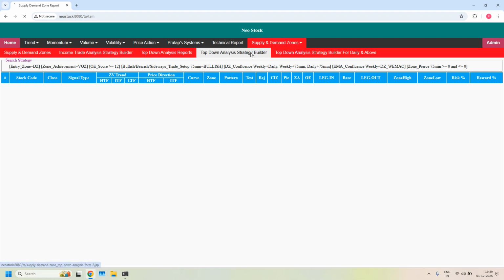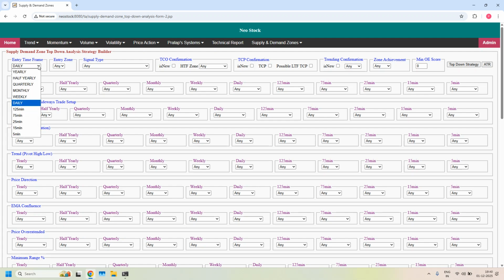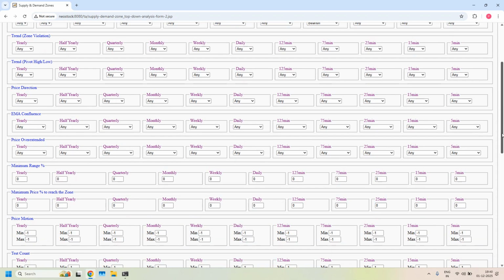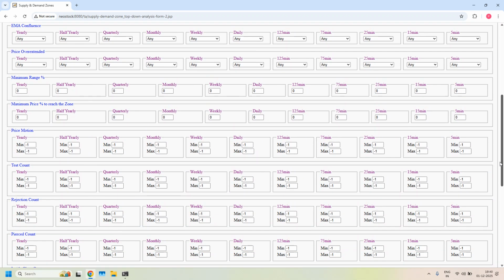Next, bearish trade setup for weekly income trade. Entry time frame should be 75 minutes. Entry zone, supply zone, bullish or bearish parameter at 75 minutes, selecting bearish. Zone achievement violated opposing zone. Minimum odd enhancer score 12. And also 75 minutes supply zone should not be pierced. So in the pierced count parameter at 75 minutes time frame, I am setting minimum value 0, maximum value 0.